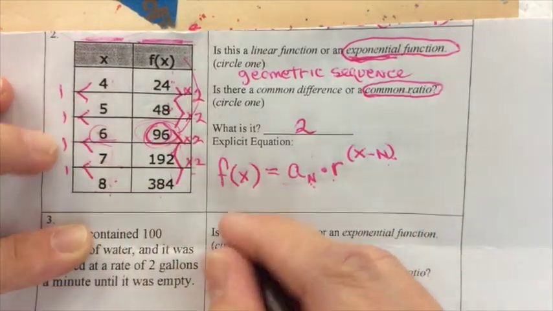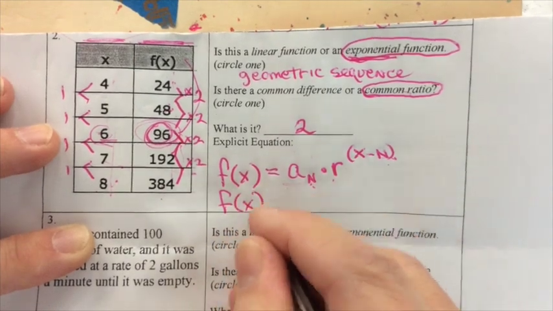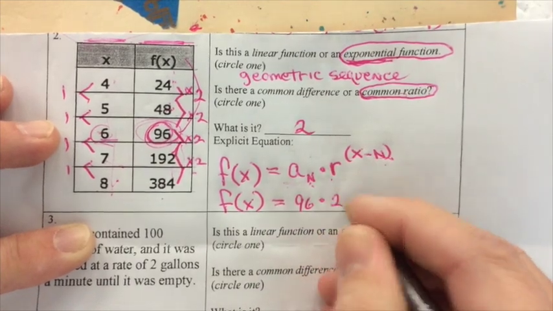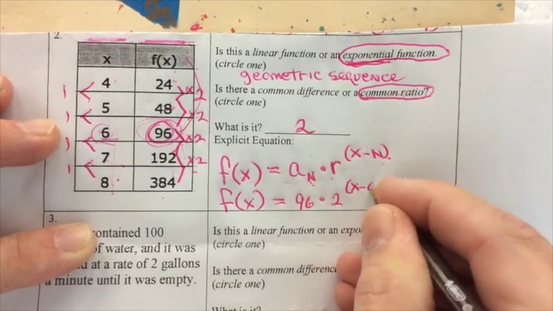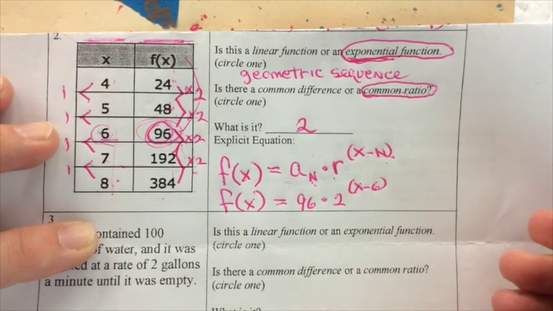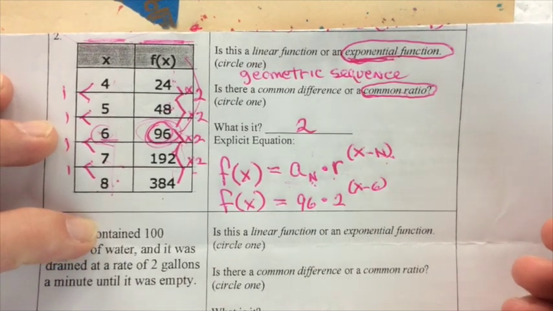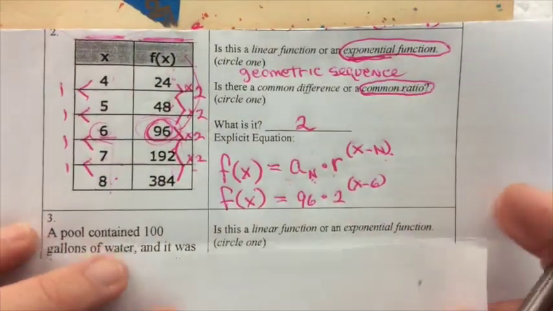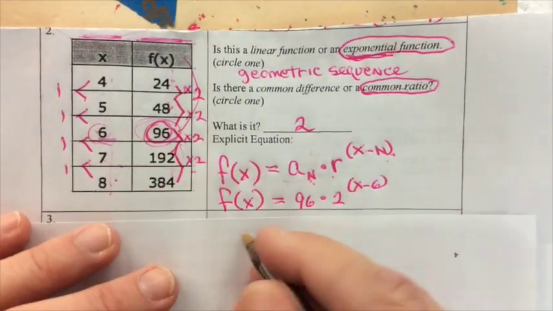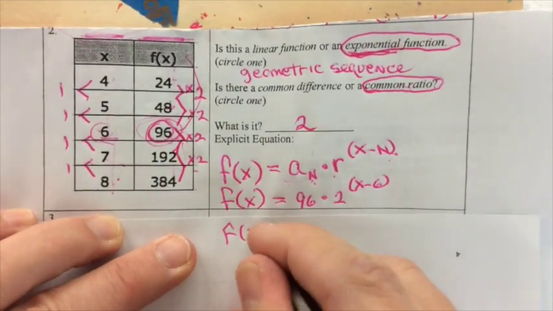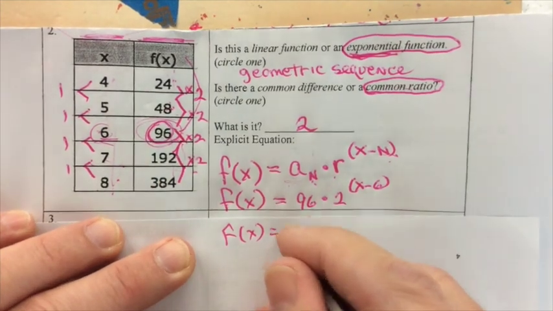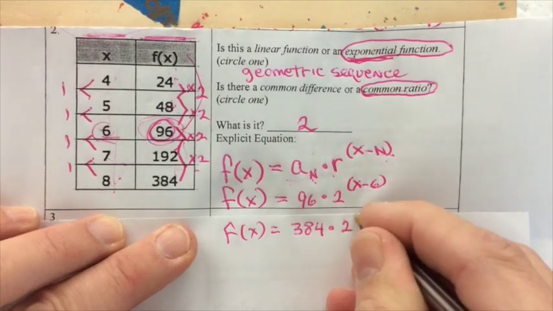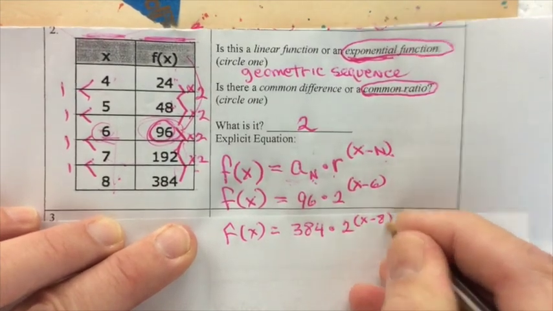So, in this sense, one of the possible answers here would be 96 times 2 raised to the x minus 6 power. Okay. You can pick any one of these. What else could I pick? I could pick 384 times 2 to the x minus 8 power.